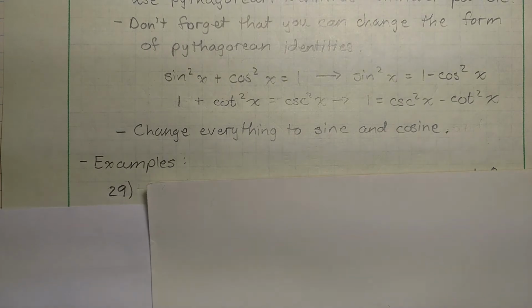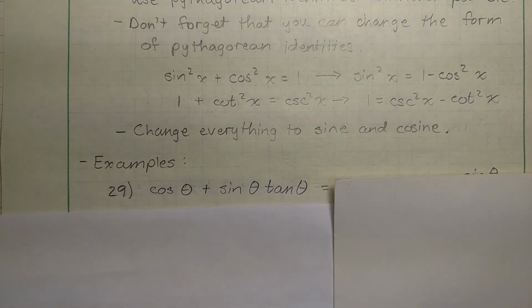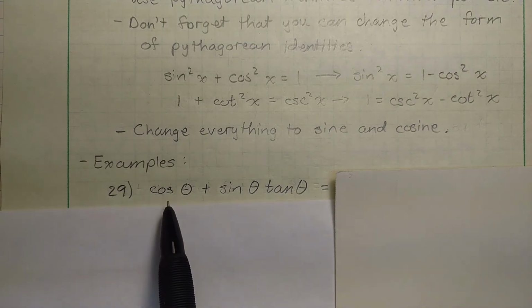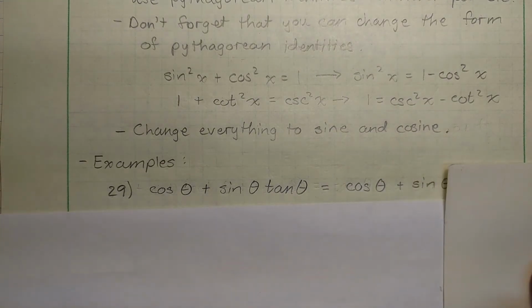So our first example is number 29. We are given the cosine theta plus the sine theta times the tangent of theta. They say to simplify this, and what it really means is we should be able to simplify it down to just a single trig function. In this case, I don't see any squareds. I do see a plus sign, but there are no squareds or constants, so I'm not going to think Pythagorean identity. I'm going to go with my last strategy: change everything to sines and cosines. Here I already have cosine and sine, so they don't change at all.